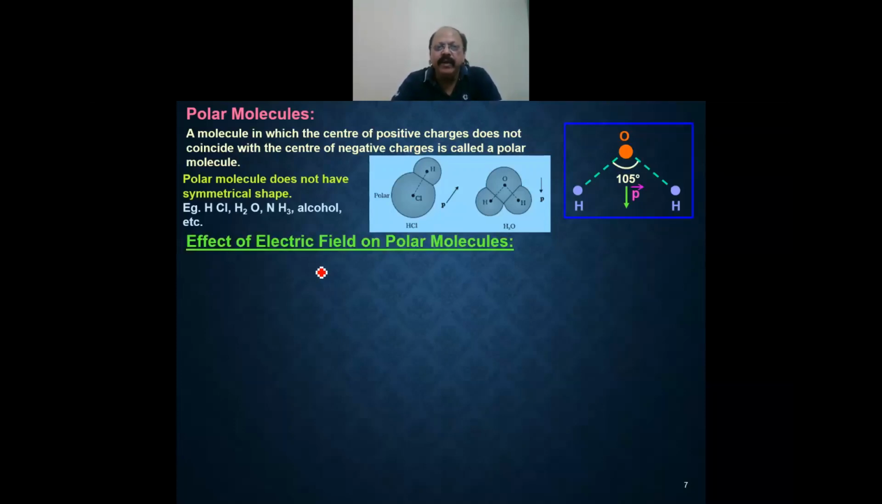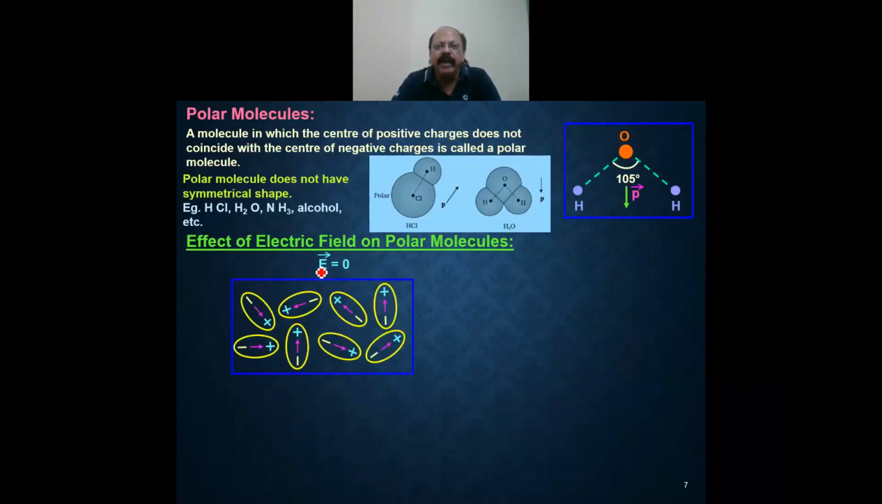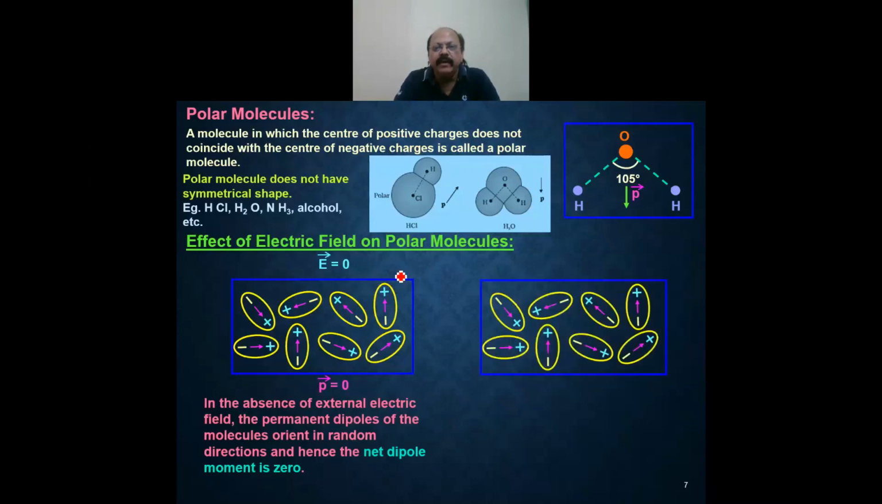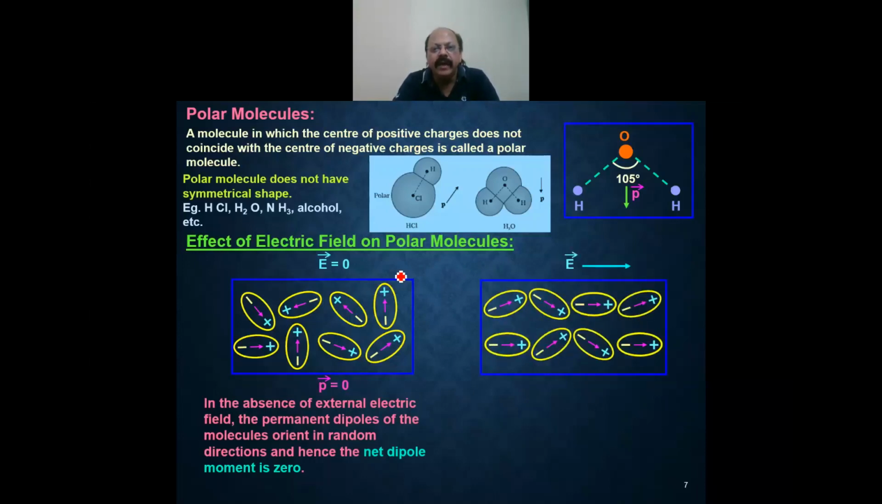Again we see the effect of the electric field on the polar molecules. First we take the case when we are not applying any electric field. In that case you see that they have the dipoles, but they are randomly distributed. There is no particular direction. So the overall dipole moment is 0 in the absence of an electric field. But when we apply the electric field, then you see what happens.